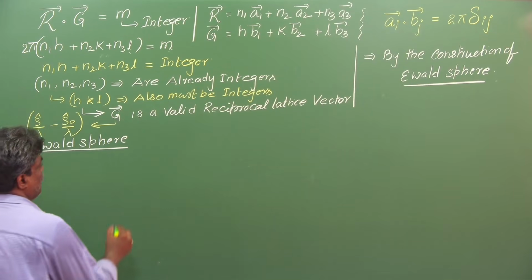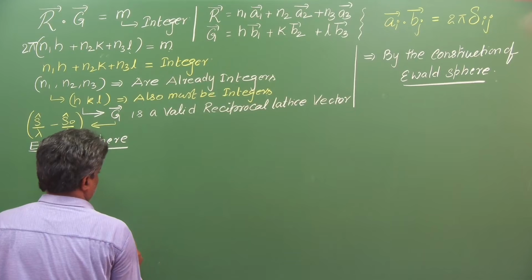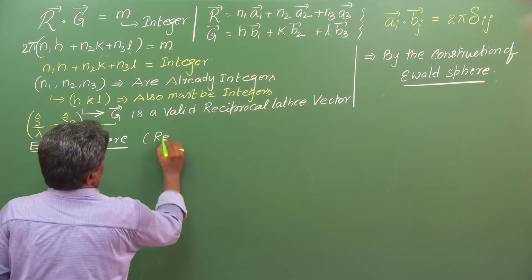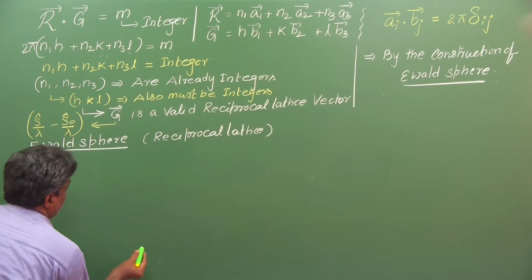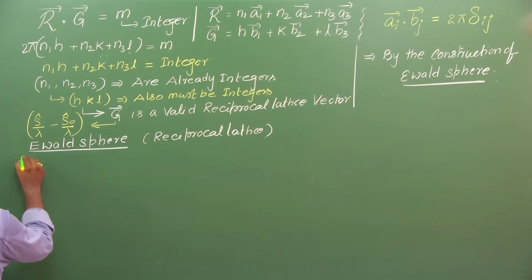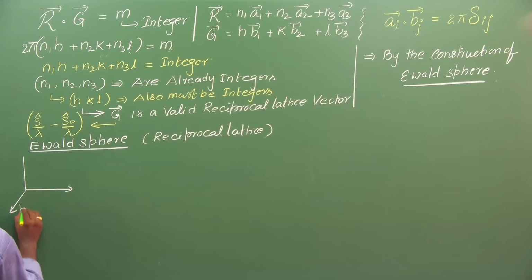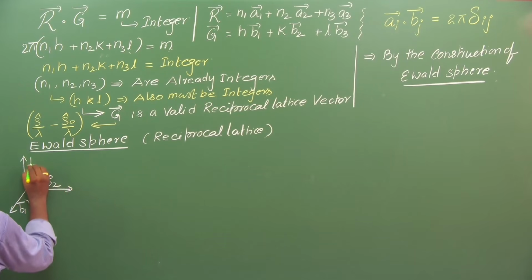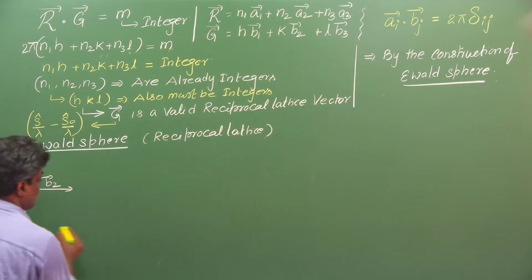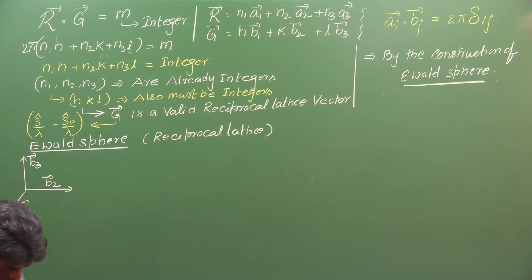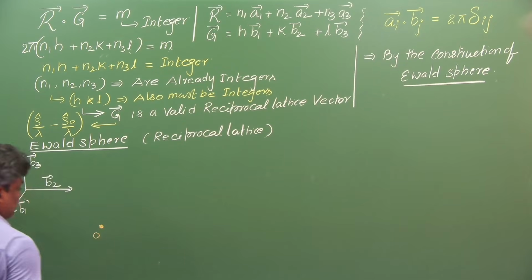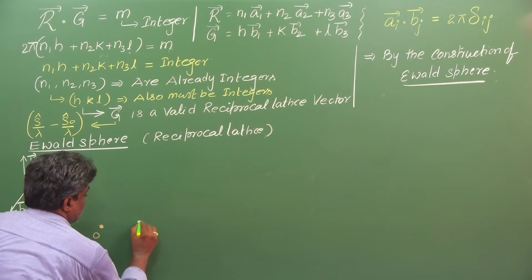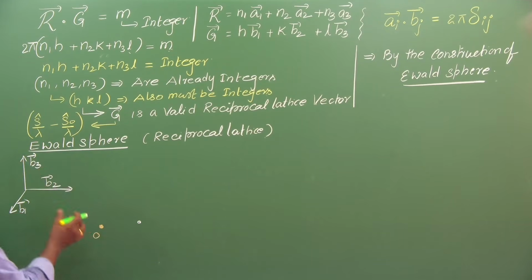Just listen. Now here I am considering some reciprocal lattice. The Ewald sphere is in the reciprocal lattice. I am considering these reciprocal lattice primitive vectors B1 bar, B2 bar, B3 bar. Now carefully observe, somewhere I am taking the origin here, O. Now I am taking the reciprocal lattice points corresponding to these primitive vectors.